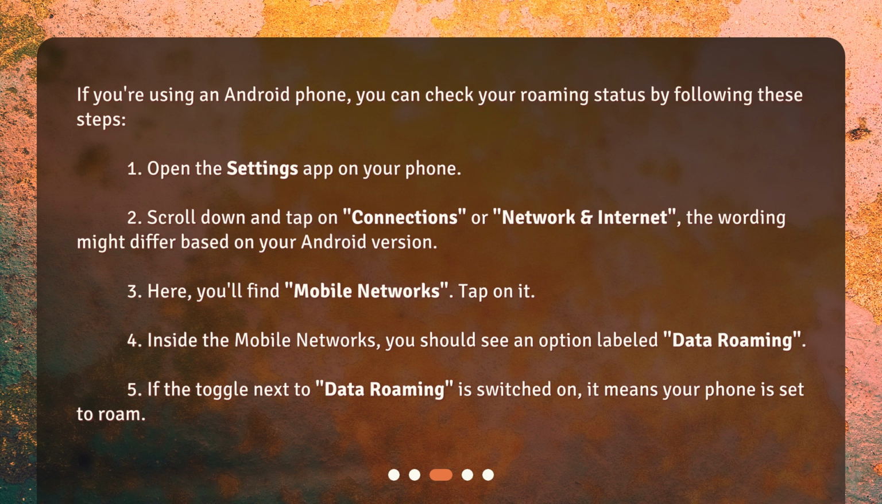3. Here, you'll find Mobile Networks. Tap on it. 4. Inside the mobile networks, you should see an option labeled Data Roaming. 5. If the toggle next to Data Roaming is switched on, it means your phone is set to roam.